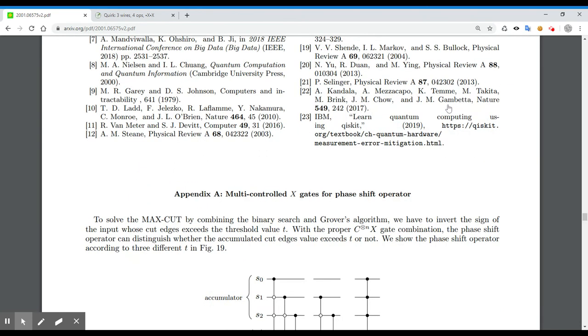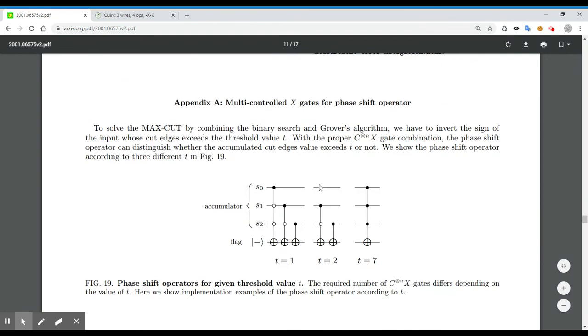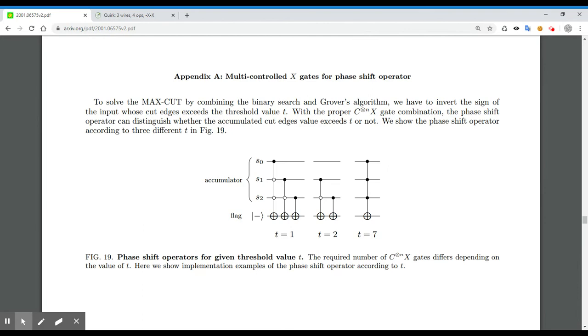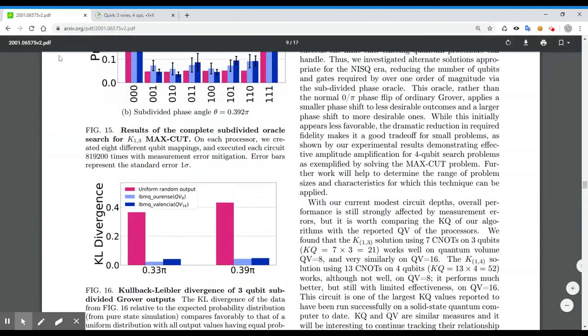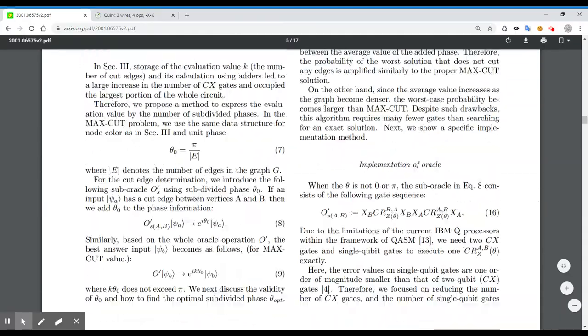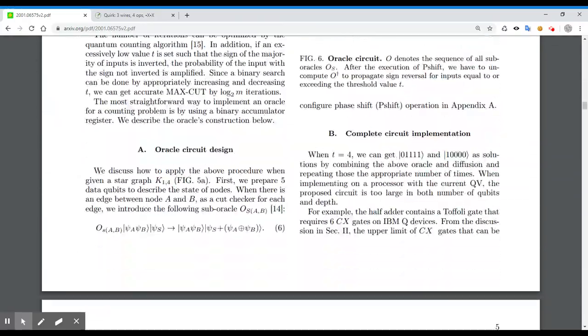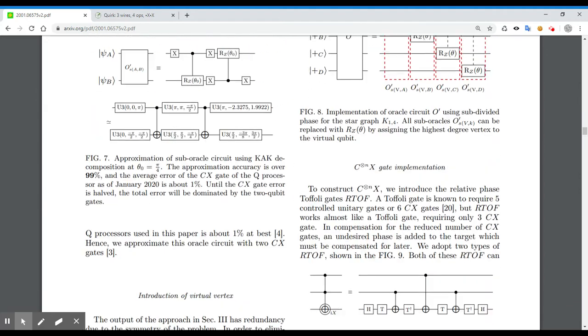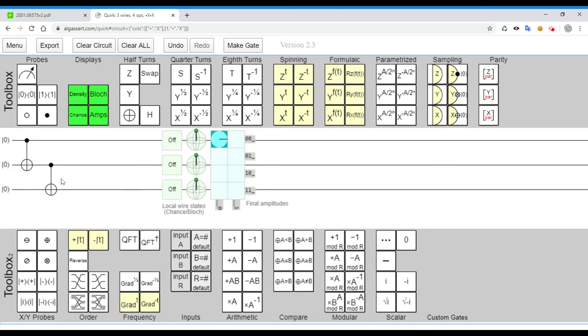So there's a reference here of a multi accumulator phase. How would you implement that? So how would you decompose the Toffoli gate into a controlled NOT gate?